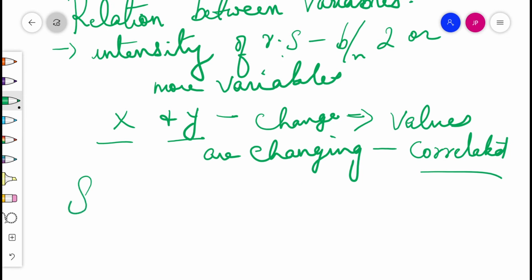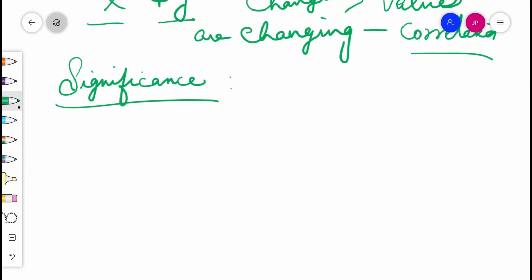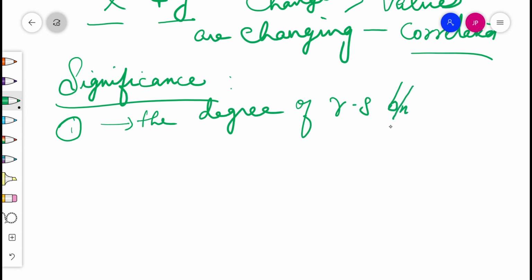What's the significance or the importance of correlation? Correlation has immense utility in statistics. It is significant because of the following facts. First point, correlation helps in determining the degree of relationship between variables. Once we come to know that the two variables are mutually related, then we can estimate the value of one variable on the basis of the value of another variable. Correlation serves as the basis of regression.